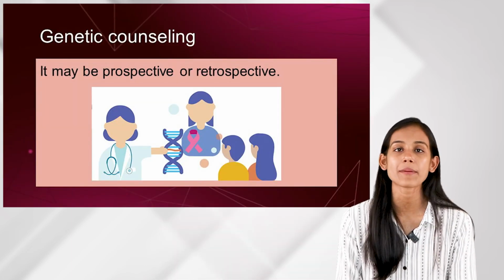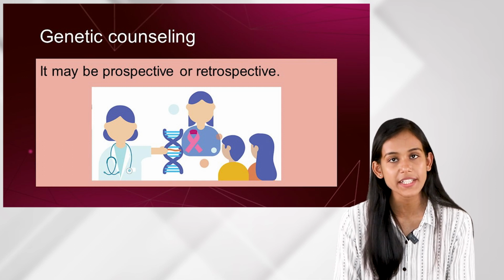So this basically is what we do in genetic counseling. Genetic counseling can be of two types. It can be prospective or it can be retrospective. In prospective genetic counseling, we basically aim at preventing heterozygous marriage. And how do we do that? By screening procedures and explaining the risks.